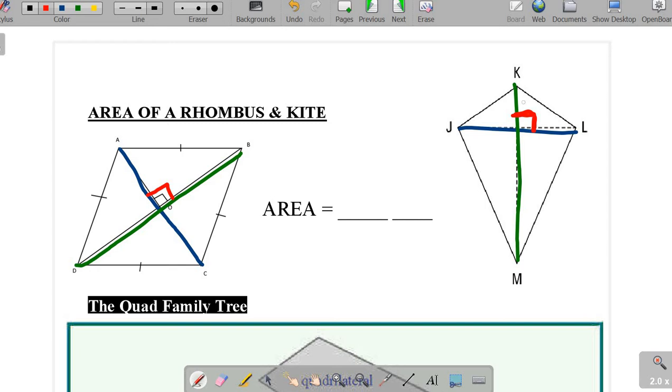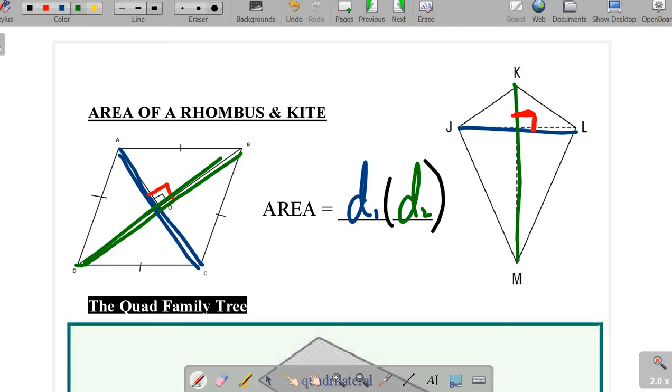Therefore, the area is the same. You take one diagonal times the other diagonal. It's diagonal 1 times diagonal 2 over 2. Ta-da! That's how you find the area of a rhombus and a kite. Realize a rhombus also qualifies as a parallelogram, so you can use the parallelogram equation as well.